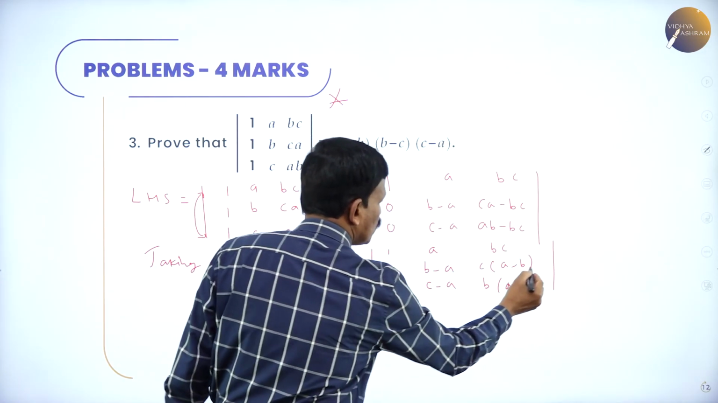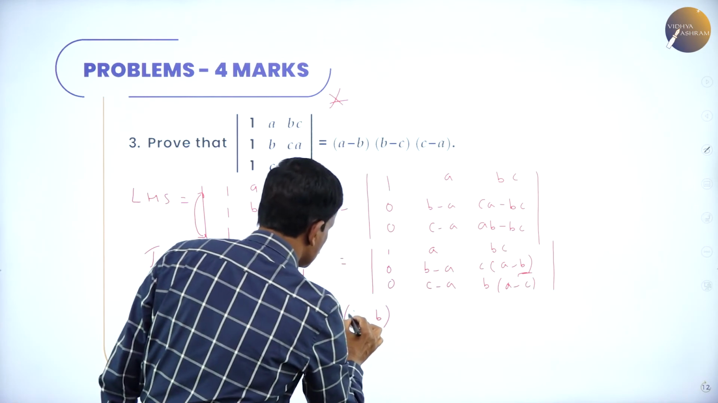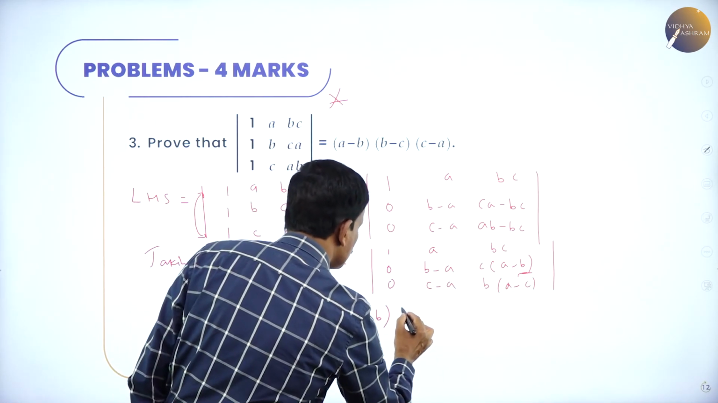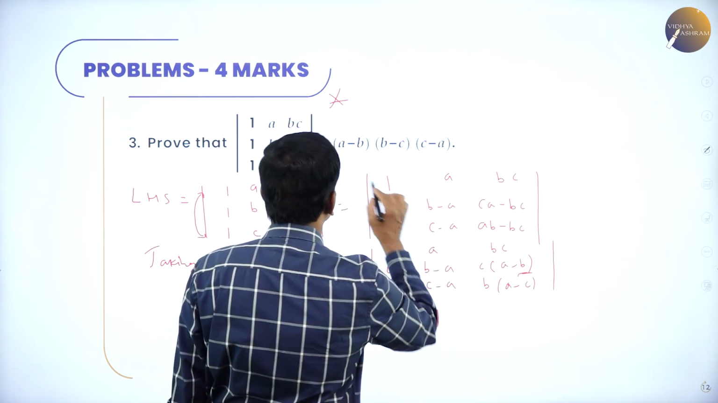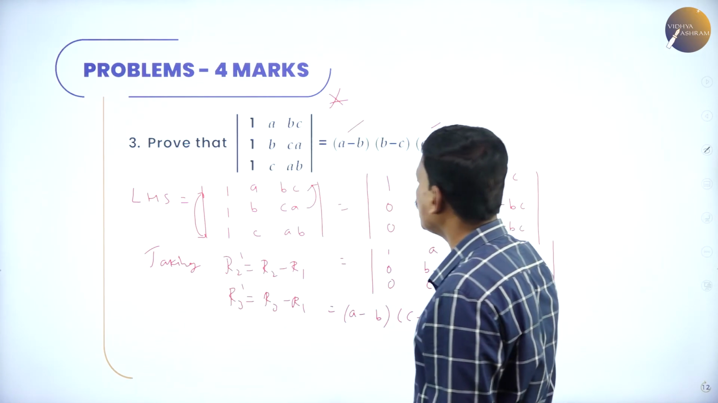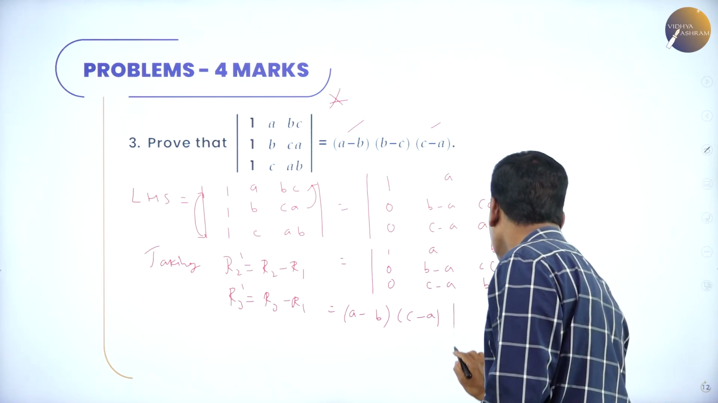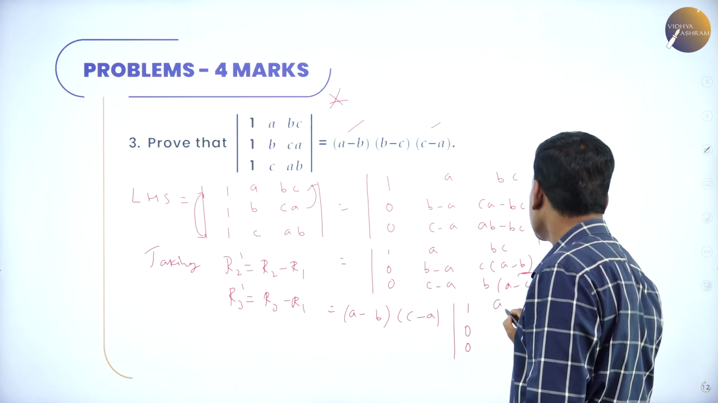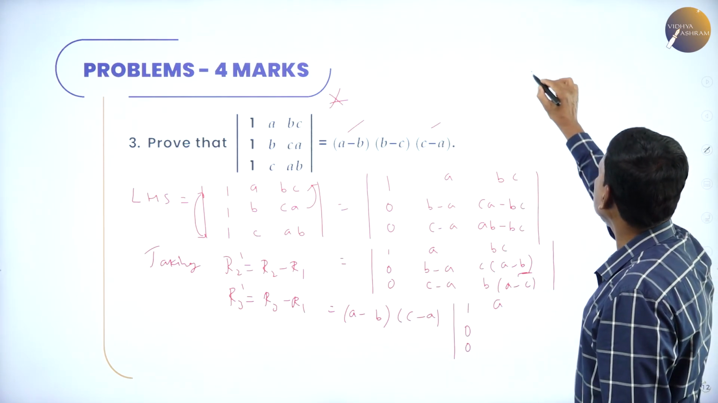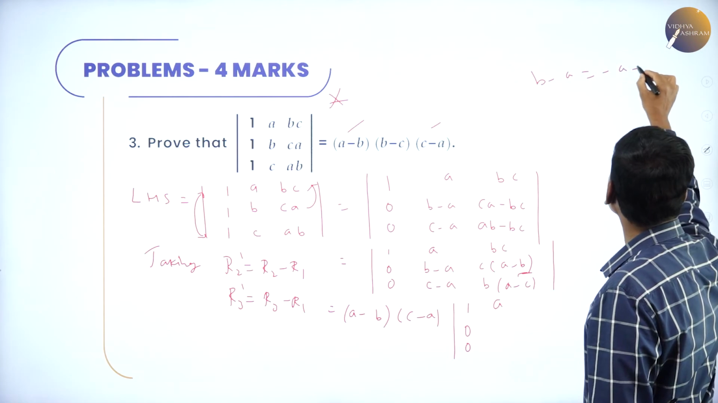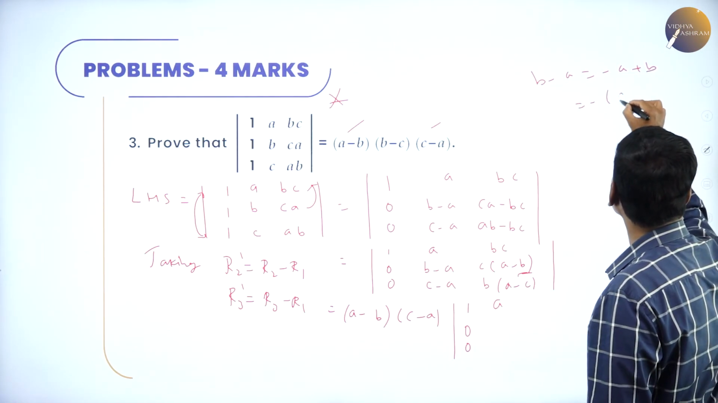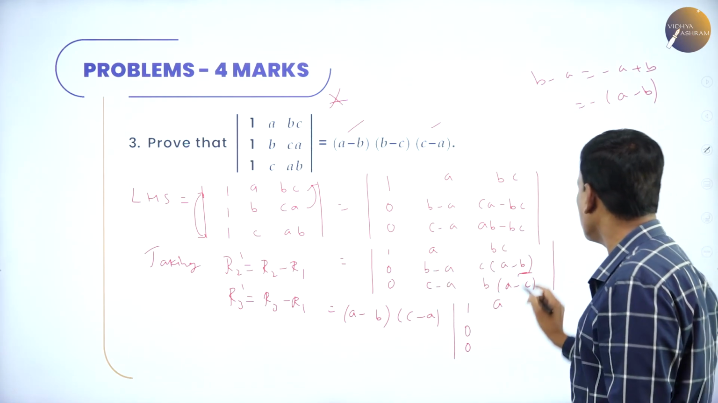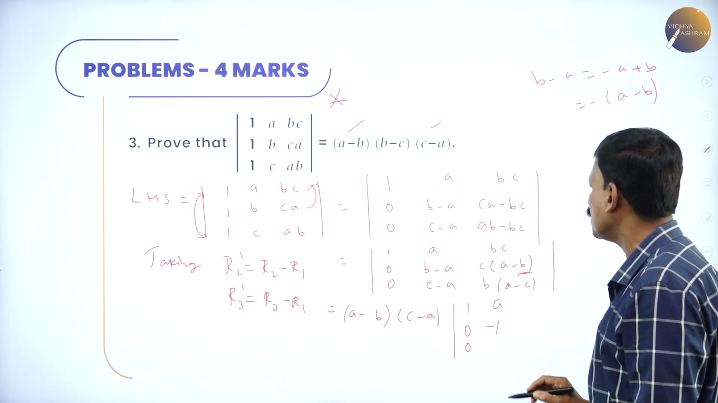So this is the common factor, A minus B. Then here I can remove A minus B and C minus A, because A minus B, C minus A and B minus C. Now if I remove the common factor, this one changes, 1, 0, 0. Here A as it is. So B minus A can also be written as minus A plus B, or you can remove minus out. This is minus of A minus B. So B minus A is equal to minus of A minus B, therefore it reduces to minus 1.